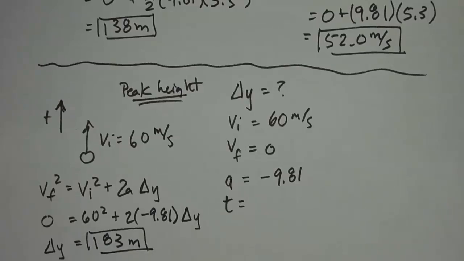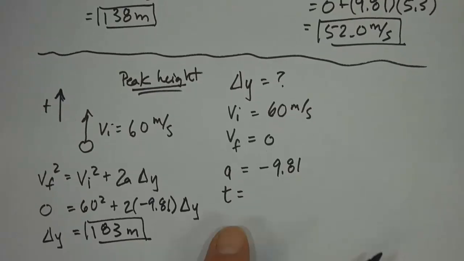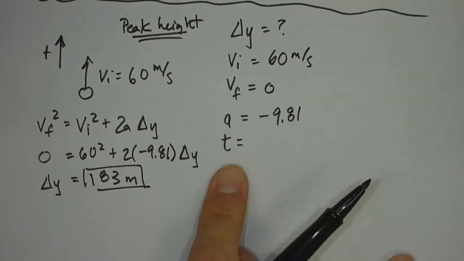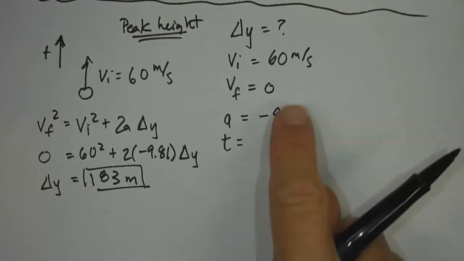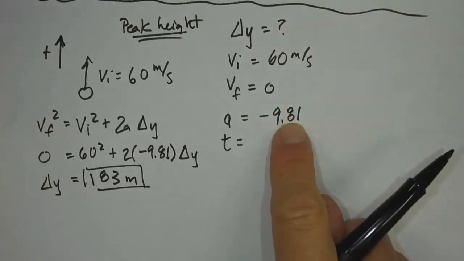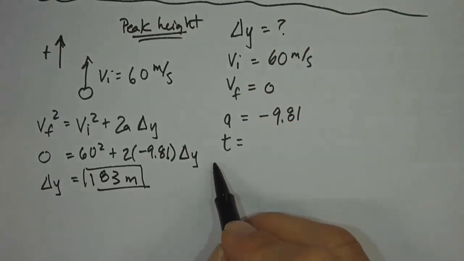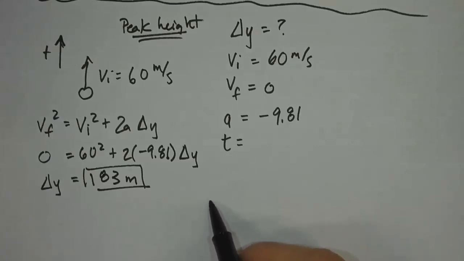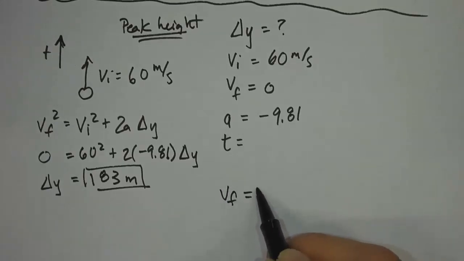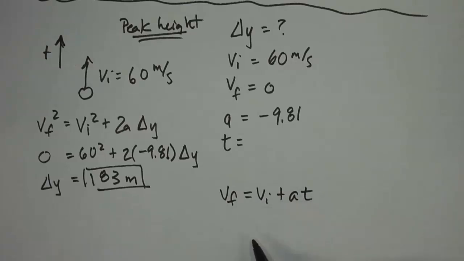Okay. Now, if I want to calculate the time, how long does it take to get to that highest point, I can use any equation, because now I have 4 variables. If I have 4 variables, I can use any equation that has t to solve it. And in this case, I'm going to use VF equals VI plus AT.